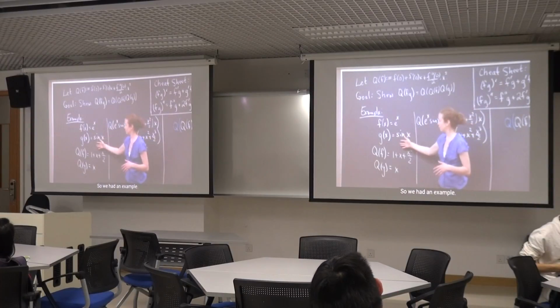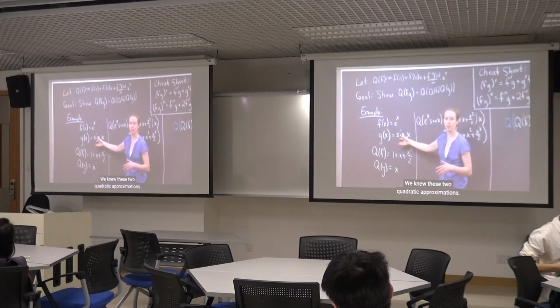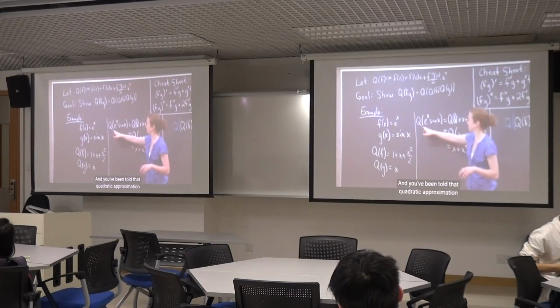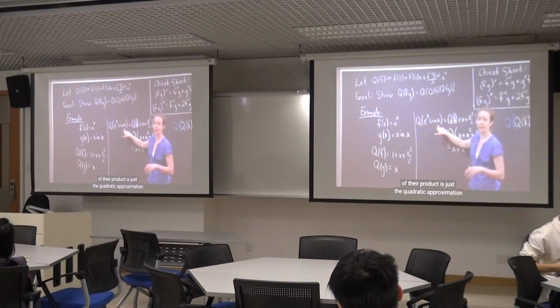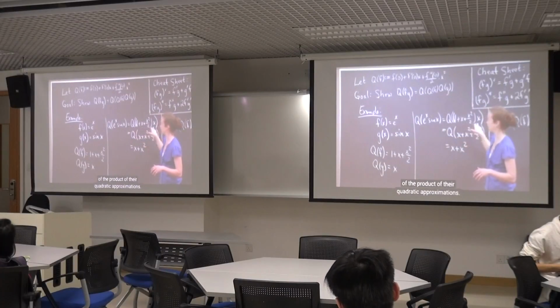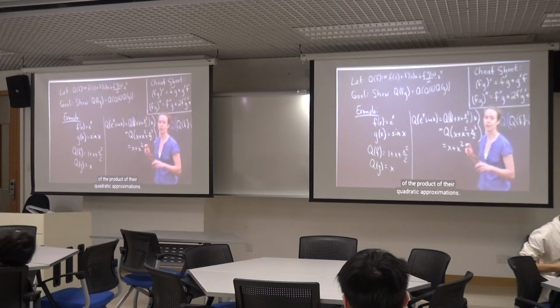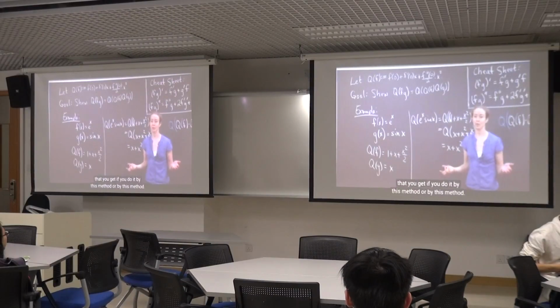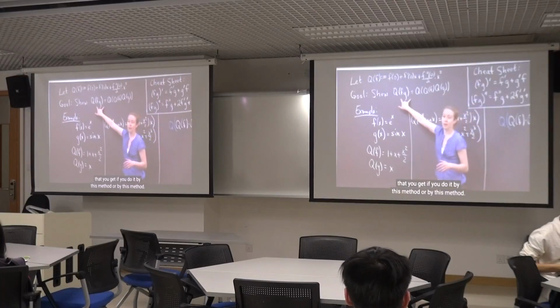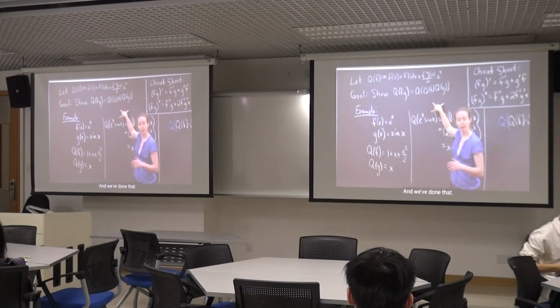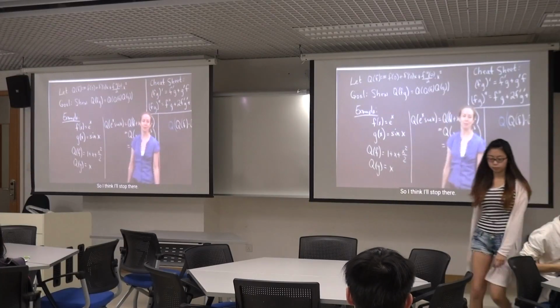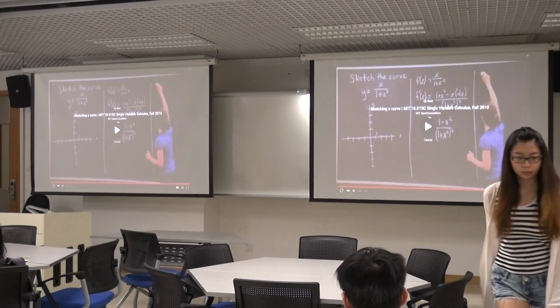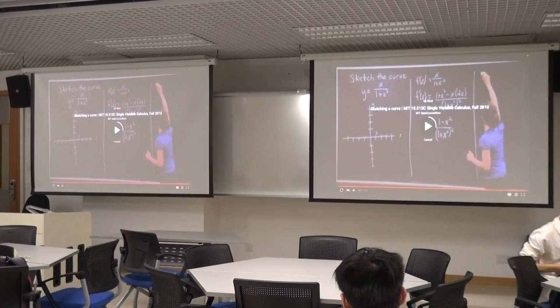So we had an example. We knew these two quadratic approximations, and you've been told that quadratic approximation of their product is just the quadratic approximation of the product of their quadratic approximations. And so our goal today was to show that you don't drop any of the terms that you get if you do it by this method or by this method. And we've done that. So I think we'll stop there. It's nice and neat for you to do this particular quadratic approximations expression.